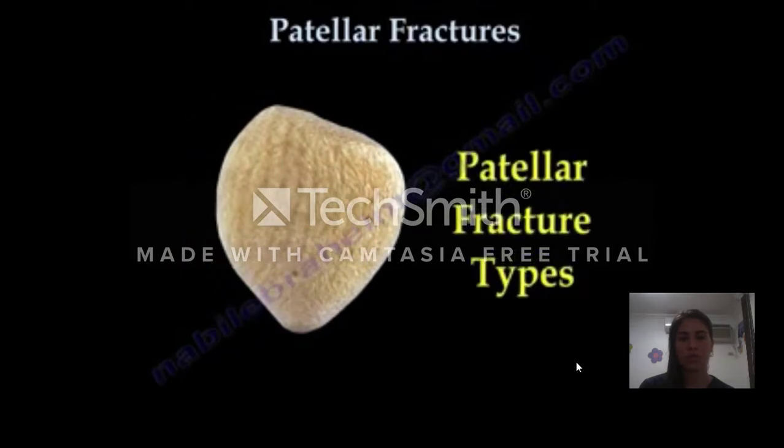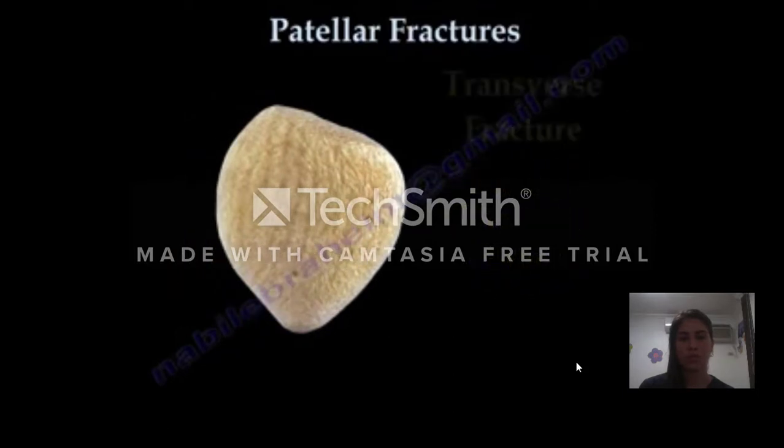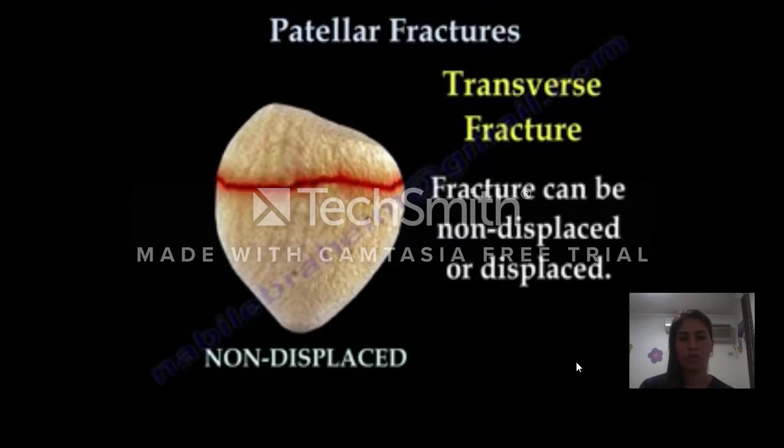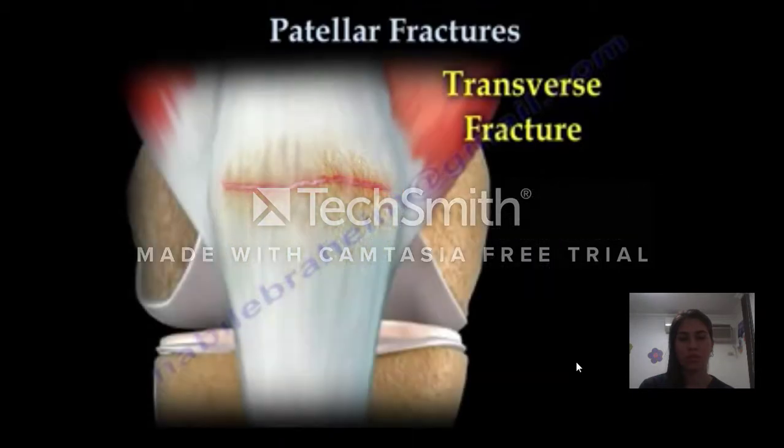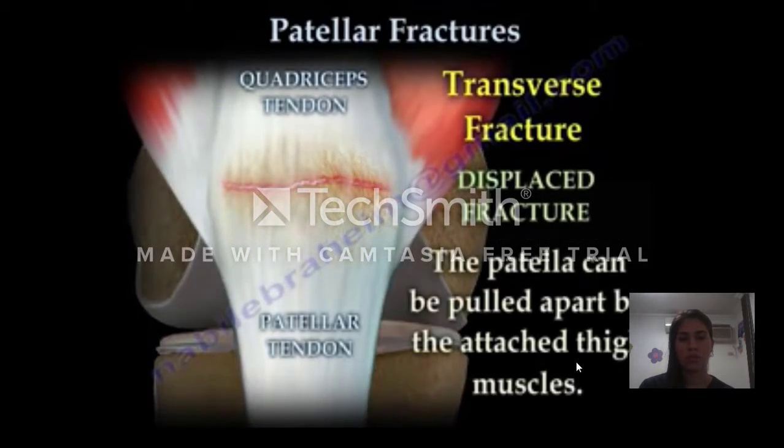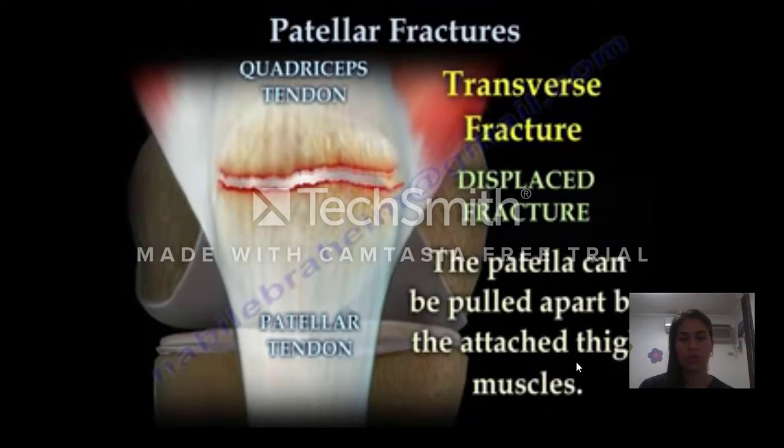Patellar fracture types. Transverse fracture. The fracture can be non-displaced or displaced. This is an example of a non-displaced fracture. Displaced fracture. The patella can be pulled apart by the attached thigh muscles. The patient will be unable to do active extension of the knee.